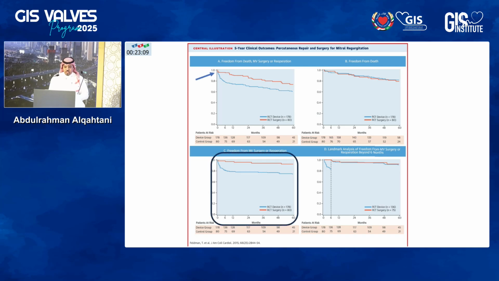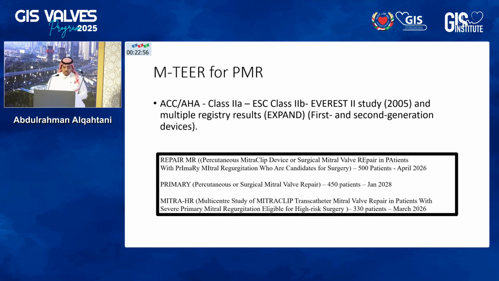If you look specifically, the freedom from mitral valve surgery reoperation is definitely better with surgery compared to mitral clip, but that's basically true in the first 6 months, and then after that it remained the same. And the reason for that is, if you have a problem with the mitral clip, you're going to see it quite often fast. And if it was successful, then you're not going to face any problem down the road.